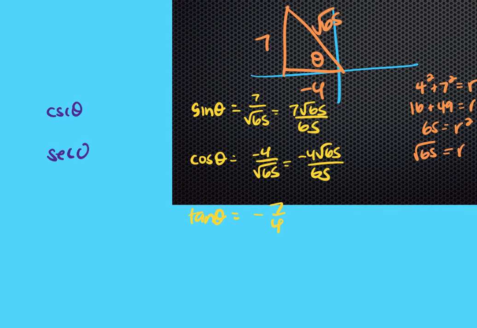And then we flip them to get the reciprocal functions. But we want to go back to before we rationalized. Otherwise, we're going to have to re-rationalize that square root of 65. So I go back to where it said 7 over root 65, and I flip that one. I go back to where it said negative 4 over root 65, and I flip that one. And I go back to where it said negative 7 over 4, and I flip that one.